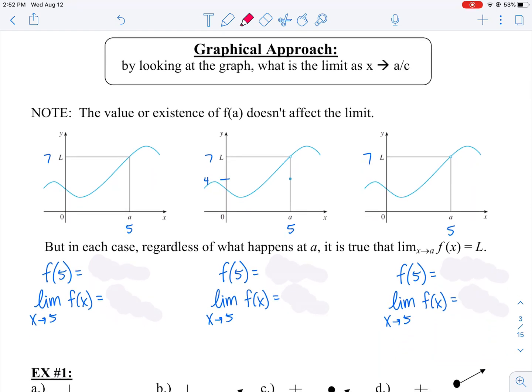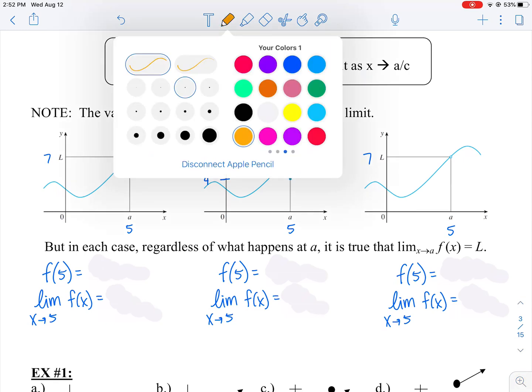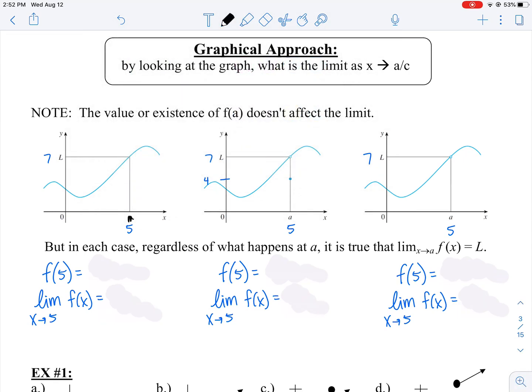So again, a graphing approach has you looking at a graph and seeing what happens as you approach a certain x value. So look at these 3 pictures. They've given you A's and L's for x's and y's, but I'm going to go ahead and change those so I can actually put a value to it. Why don't you go ahead and change it so that instead of saying A, it says 5, and instead of saying L, it says 7. So that way we can put some actual numbers on it.